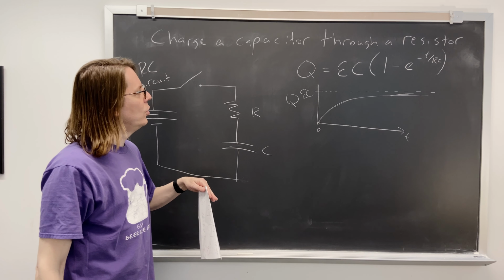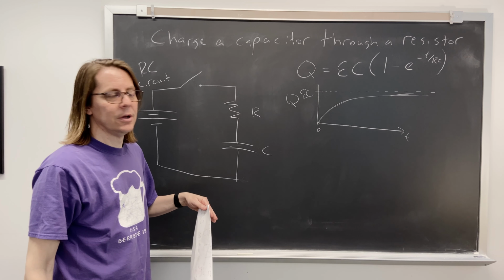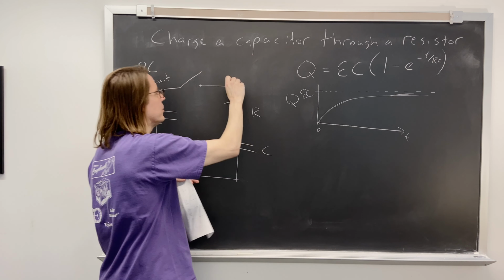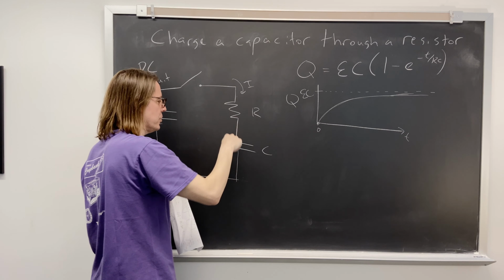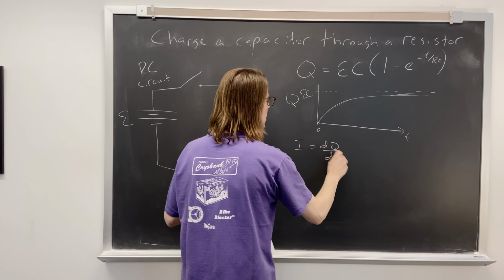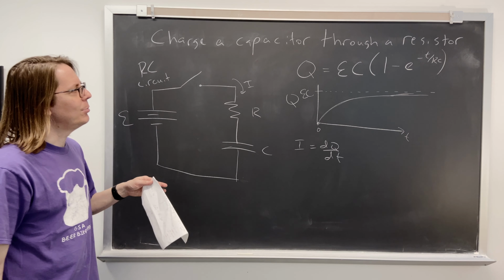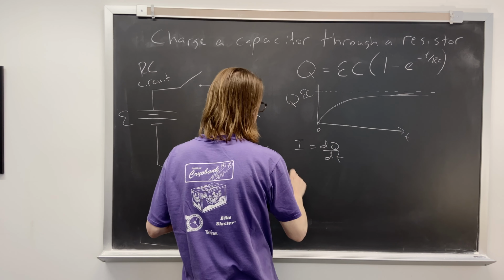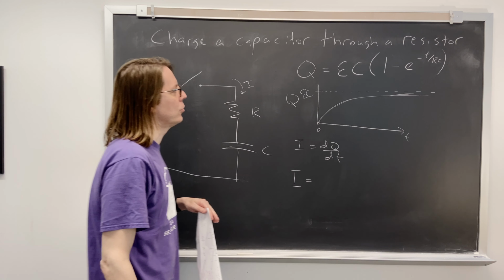We could also ask, what is the current through the resistor? Well, if the current that flows is charging that capacitor, then we know that I is dq/dt, and we can get the current behavior by just taking the derivative of this, which we can do real quick.